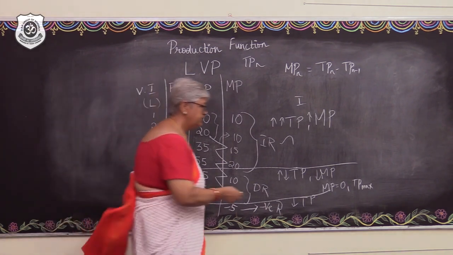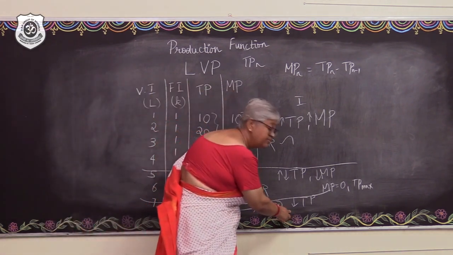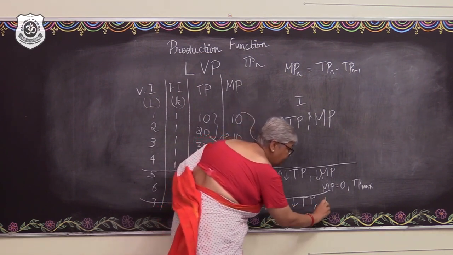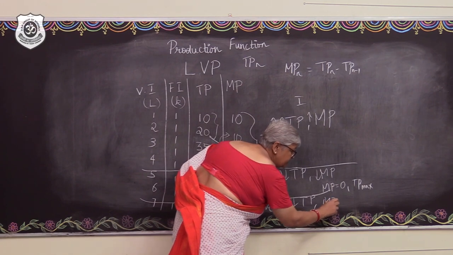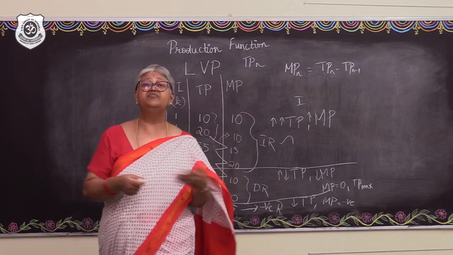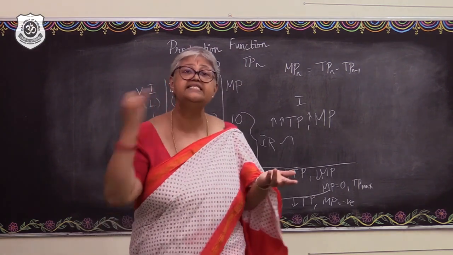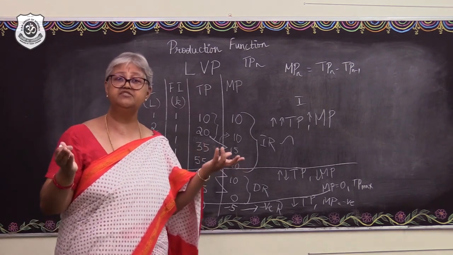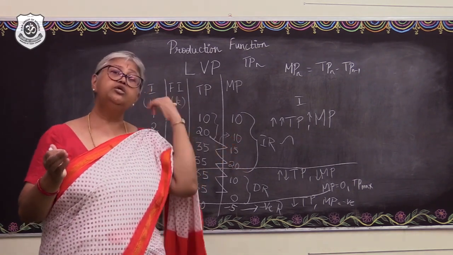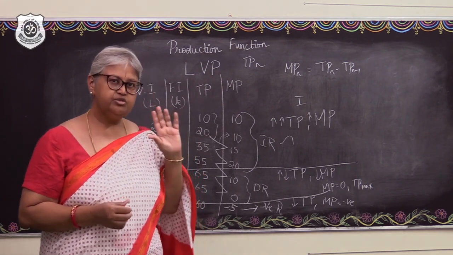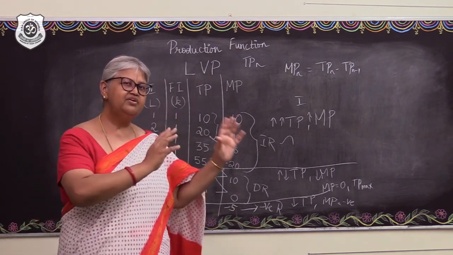Yes, so let's finish this little bit of information here. Falling TP indicates that MP is negative. So for the same reason, we have three different phases out here: increasing returns phase, decreasing returns phase, and negative returns phase. Now, the original production function law was done in three different phases.